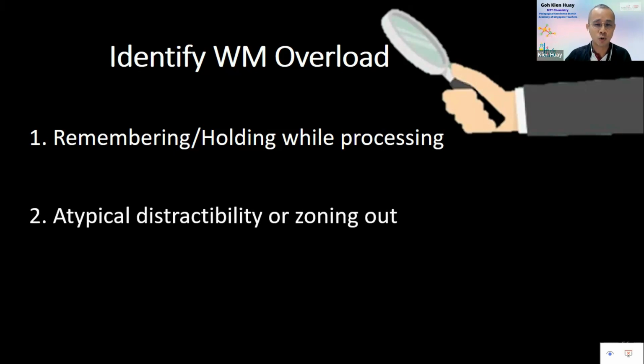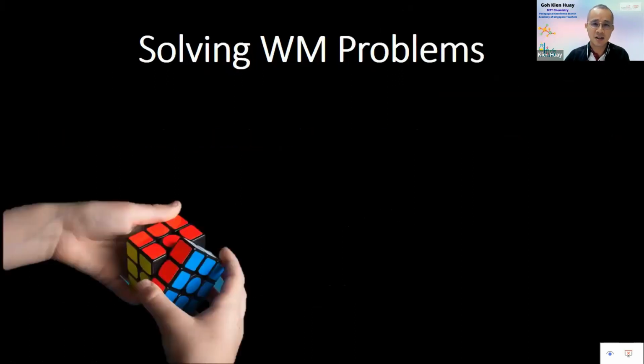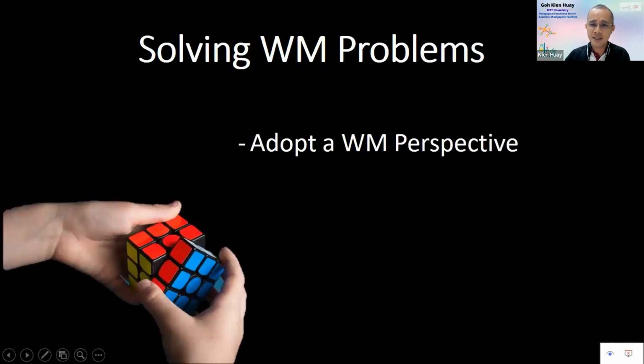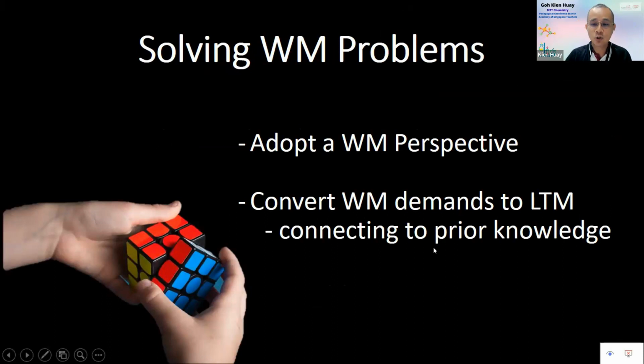Atypical distractibility or zoning out, where our students just get distracted or zone out when their memory is overloaded. And then of course, when they have gone through what we call a working memory overload, one of the things that we can see obviously is that their minds blank out. So we call it cognitive collapse. Therefore, it's important that we adopt a working memory perspective in the way we guide our students in learning. Hopefully, we convert our working memory demand to long-term memory by connecting to prior knowledge. We will talk about that a little later.